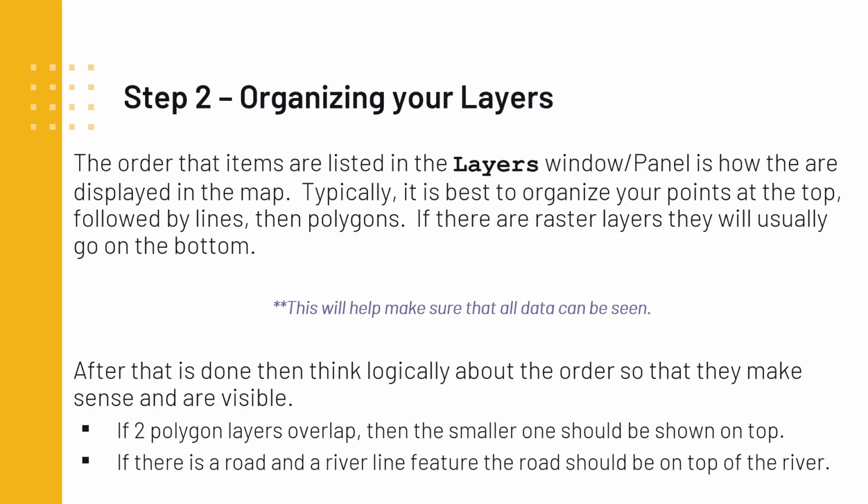After that is done, then you need to think logically about the order so that they make sense and are visible. So if there's two polygon layers that overlap, then the smaller one should be shown on top of the larger one. If there is a road and a river line feature, then the road should be on top of the river, or else it'll look like the river's flooding that part of the street.